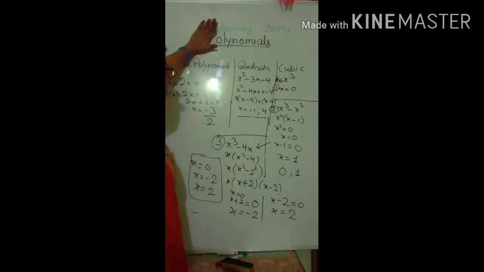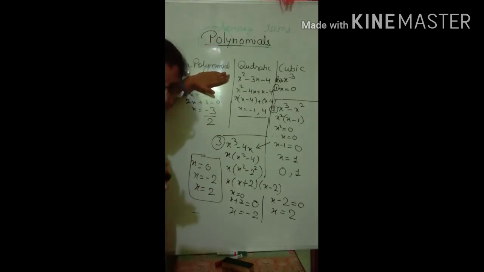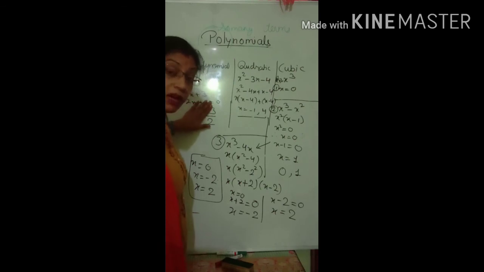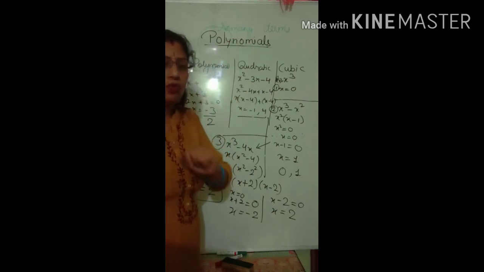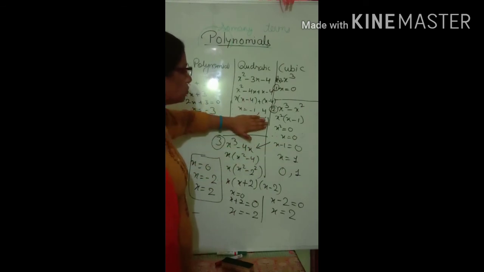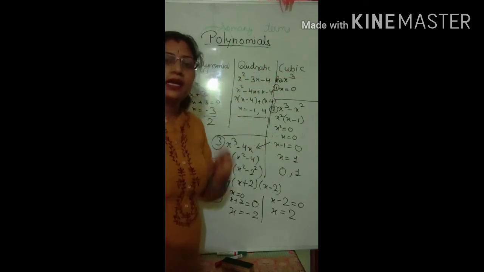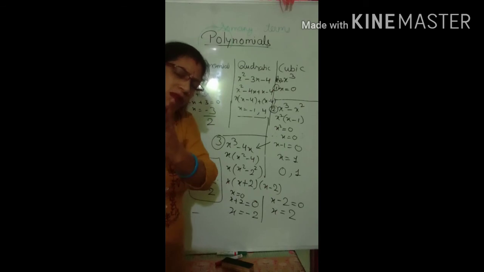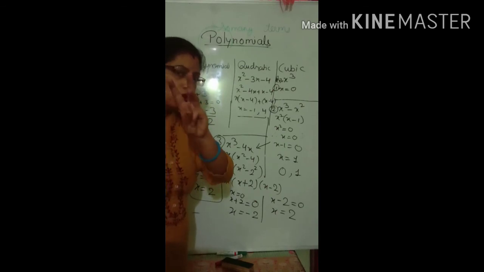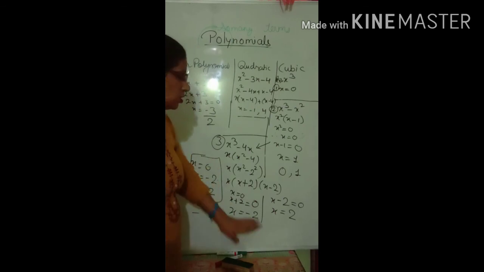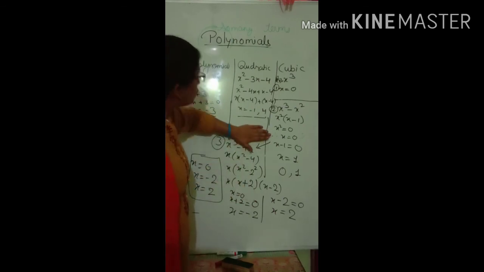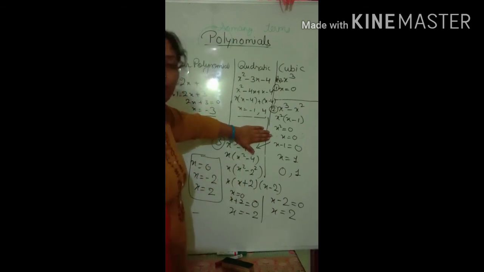So linear polynomial, degree 1, maximum 1 zero. Quadratic polynomial, degree 2, maximum 2 zeros. Cubic polynomial, degree 3, maximum 3 zeros. But 2 can also be there and 1 can also be there. Okay, so this is up to the types of polynomial.